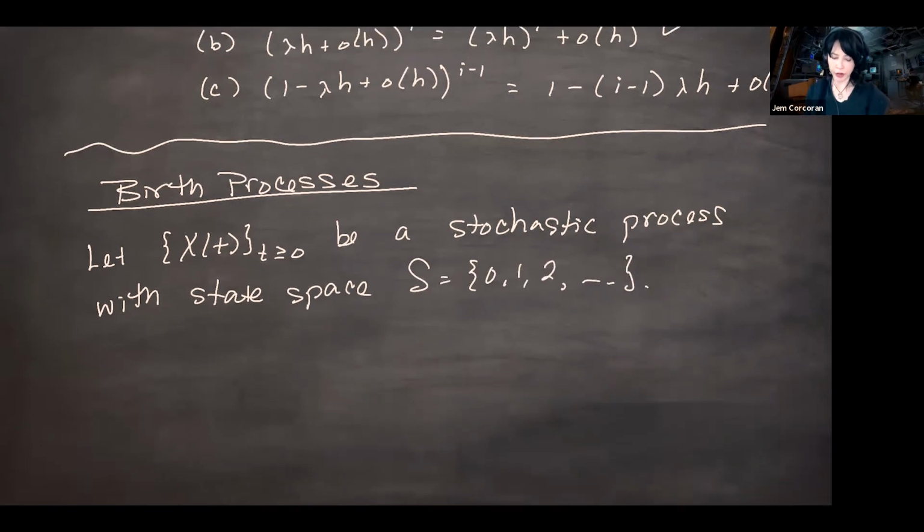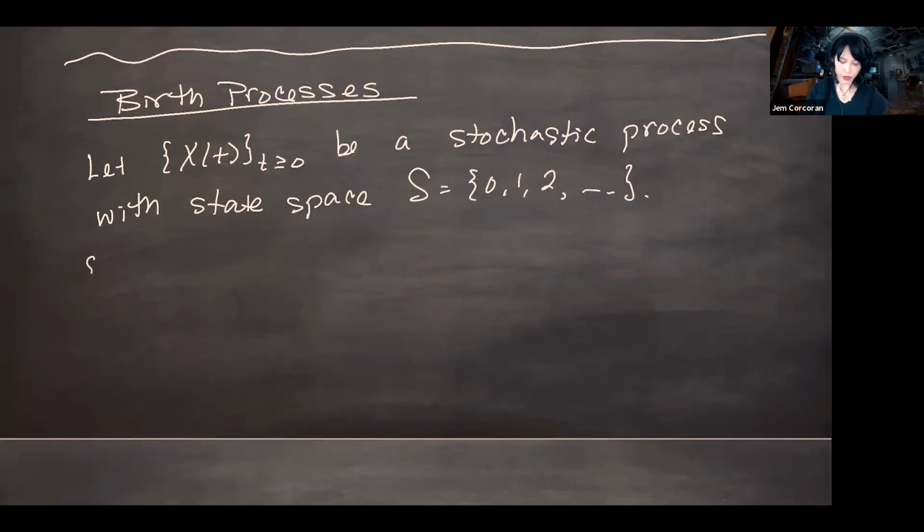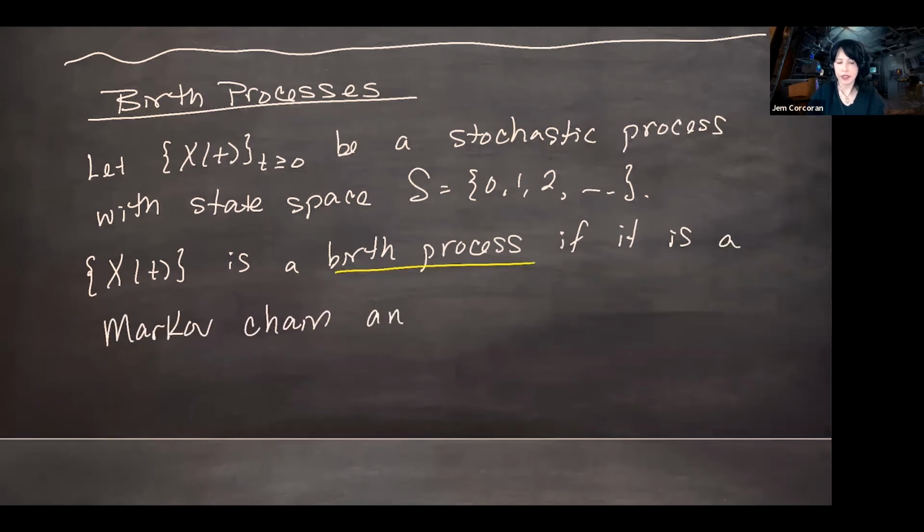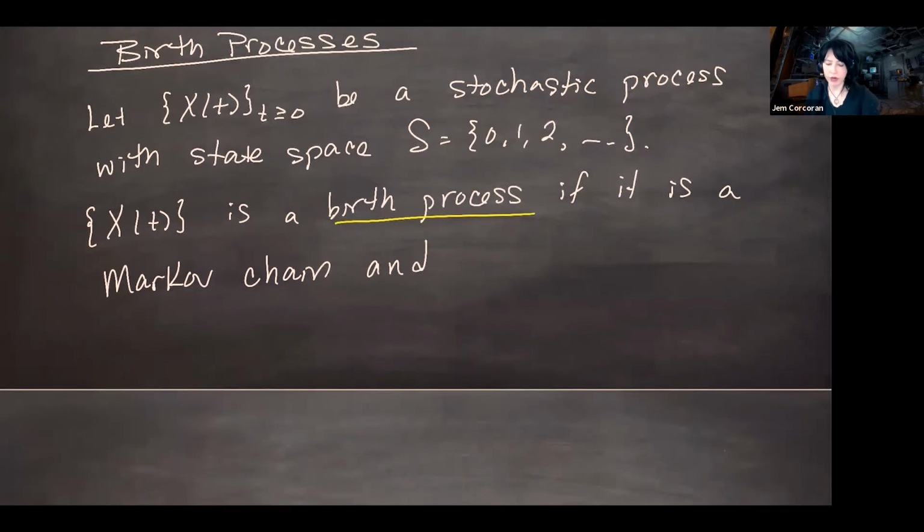And so it's called a birth process if a couple of things hold. So X of t, you notice I'm not using the N anymore. This is also a kind of counting process because it's only going to be able to go up, but the N is usually reserved for the Poisson process. So this is another type of counting process. But we say that X of t is a birth process if it is a Markov chain or a Markov process.